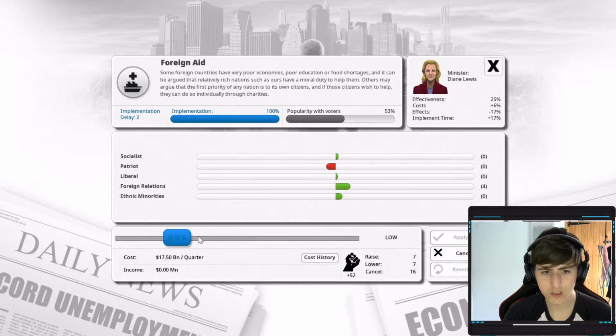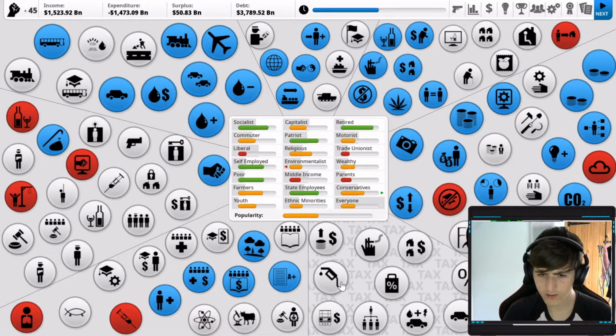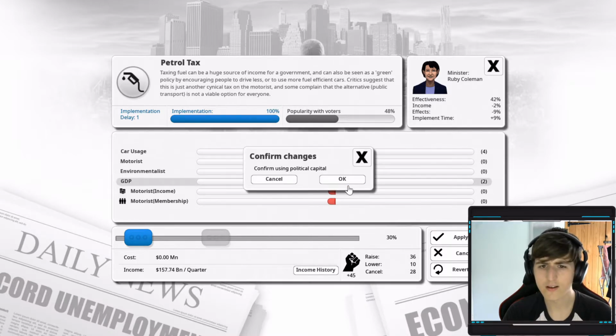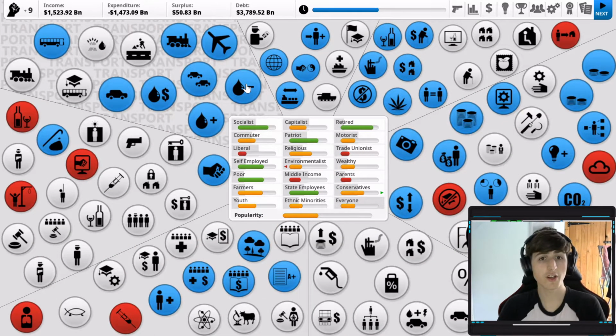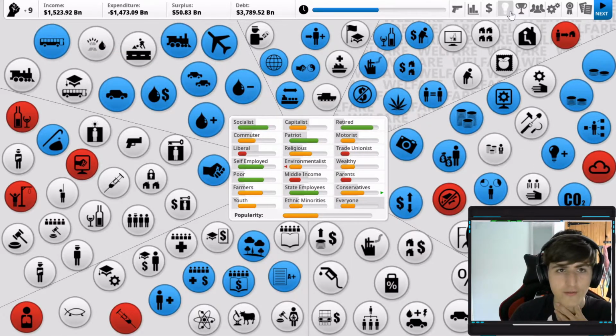Damn, that is low. So I will improve the foreign aid, which will help our foreign relations, and also I can now improve the petrol tax. It is going to reduce our GDP a tiny little bit, but not so much that I really care. And it'll boost our... Oh, we're actually in a surplus now already. I didn't actually notice that. I should have checked that first.